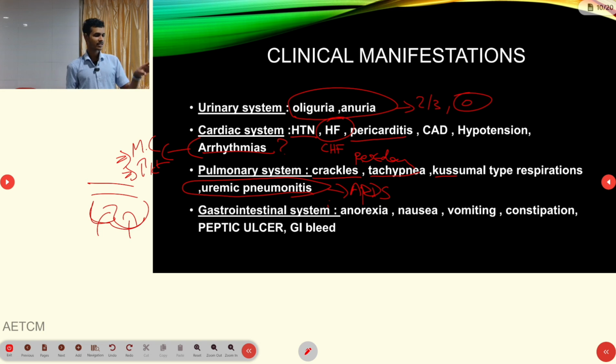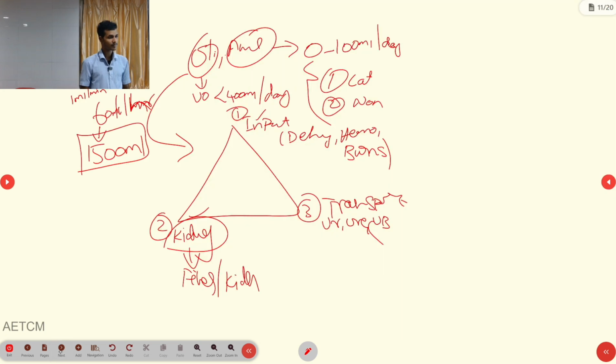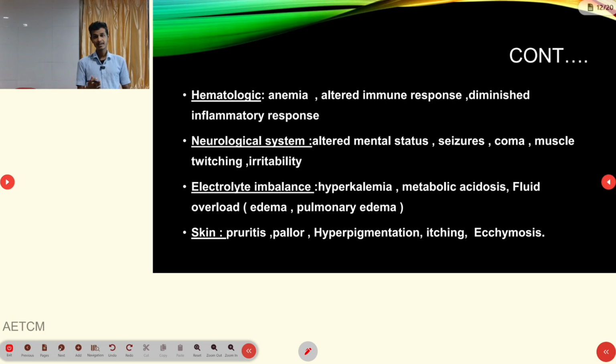Then the gastrointestinal system: mainly anorexia, nausea, vomiting, constipation, peptic ulcer, and GI bleeding, which is one of the common life-threatening emergencies we will encounter. Sometimes it is a mild case. GI bleed we can manage with a PAN infusion. In the pre-hospital setting you can start PAN. If it is a massive bleeding, a Sengstaken-Blakemore tube can also be used. In a GI bleed, we have to keep airway protection in mind.